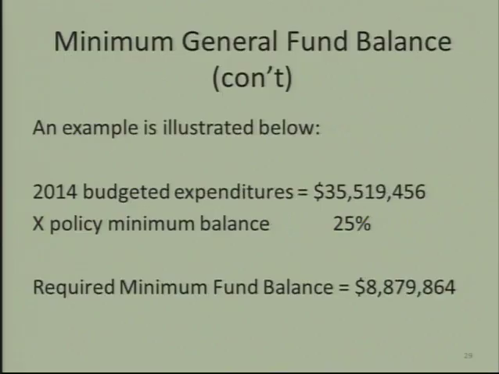The next page goes through a calculation on where we ended up for 2014. We have budgeted expenditures of $35.5 million. 25% for the policy balance would be $8.879 million. That is what we would look to have as a minimum fund balance in the general fund. Anything above that, the council, at its discretion, can allocate to several different types of activities. Anything below that, there wouldn't be any allocation for the council to consider.